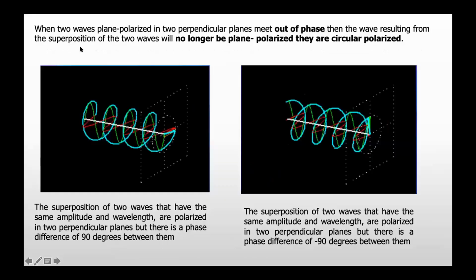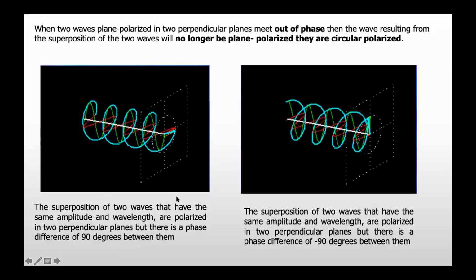But when two waves plane polarized in two perpendicular planes meet out of phase, the wave resulting from the superposition will no longer be plane polarized. It is circularly polarized light. This is the superposition of two waves with the same amplitude and wavelength, polarized in two perpendicular planes, but with a phase difference of 90 degrees. As in the case of these green and red waves, they have a difference of 90 degrees between them. And in this case, they have a difference of minus 90 degrees between them.